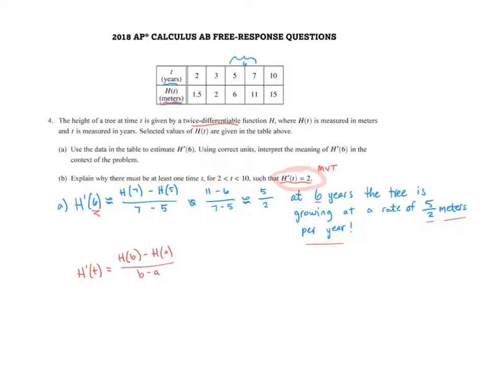Cool. So the first time I did this problem, I just looked at 2 to 10, like the problem tells me. So I ran through it and I was like, okay, h prime of t equals h of 10, so 15, minus h of 2, 1.5, over 10 minus 2. So I had 13.5 over 8, and I don't know what that is, but it's definitely not going to be 2. So the first time I looked at this problem, I was like, uh-oh, that's not going to work. So I had to think about it.